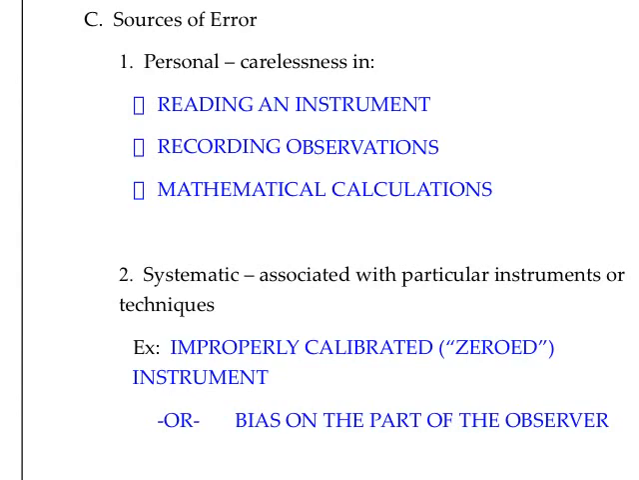Another personal error might be recording observations. You could tell your partner that you got a length of 200 centimeters and they wrote down 200 meters. So maybe they had the wrong units, or they transposed some numbers, or left off a decimal, or something like that. You could also have a personal error in mathematical calculations. So if you're typing on your calculator and maybe you hit the plus sign instead of the minus, or something like that. Personal errors are like a one-time careless mistake. You just really weren't paying attention.